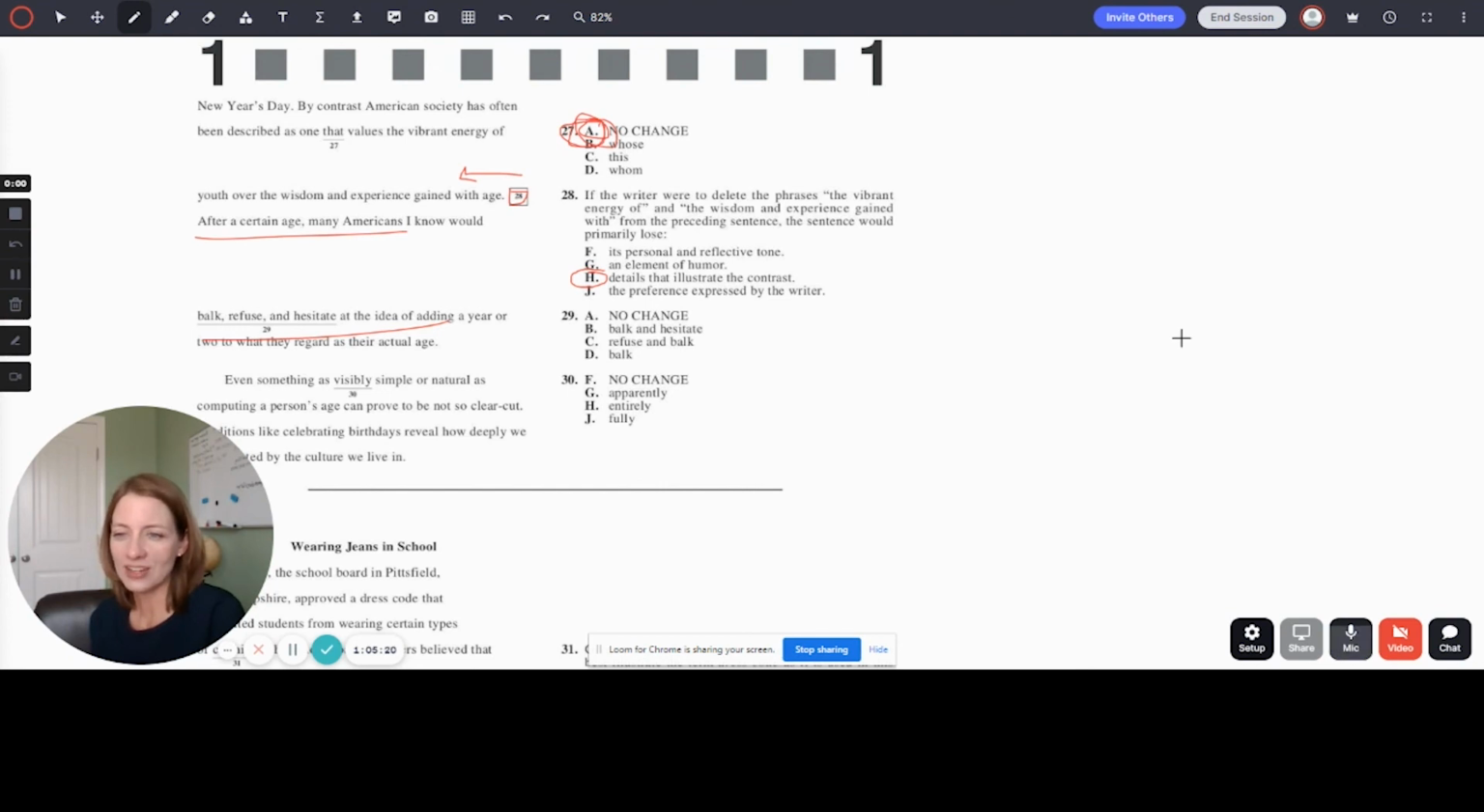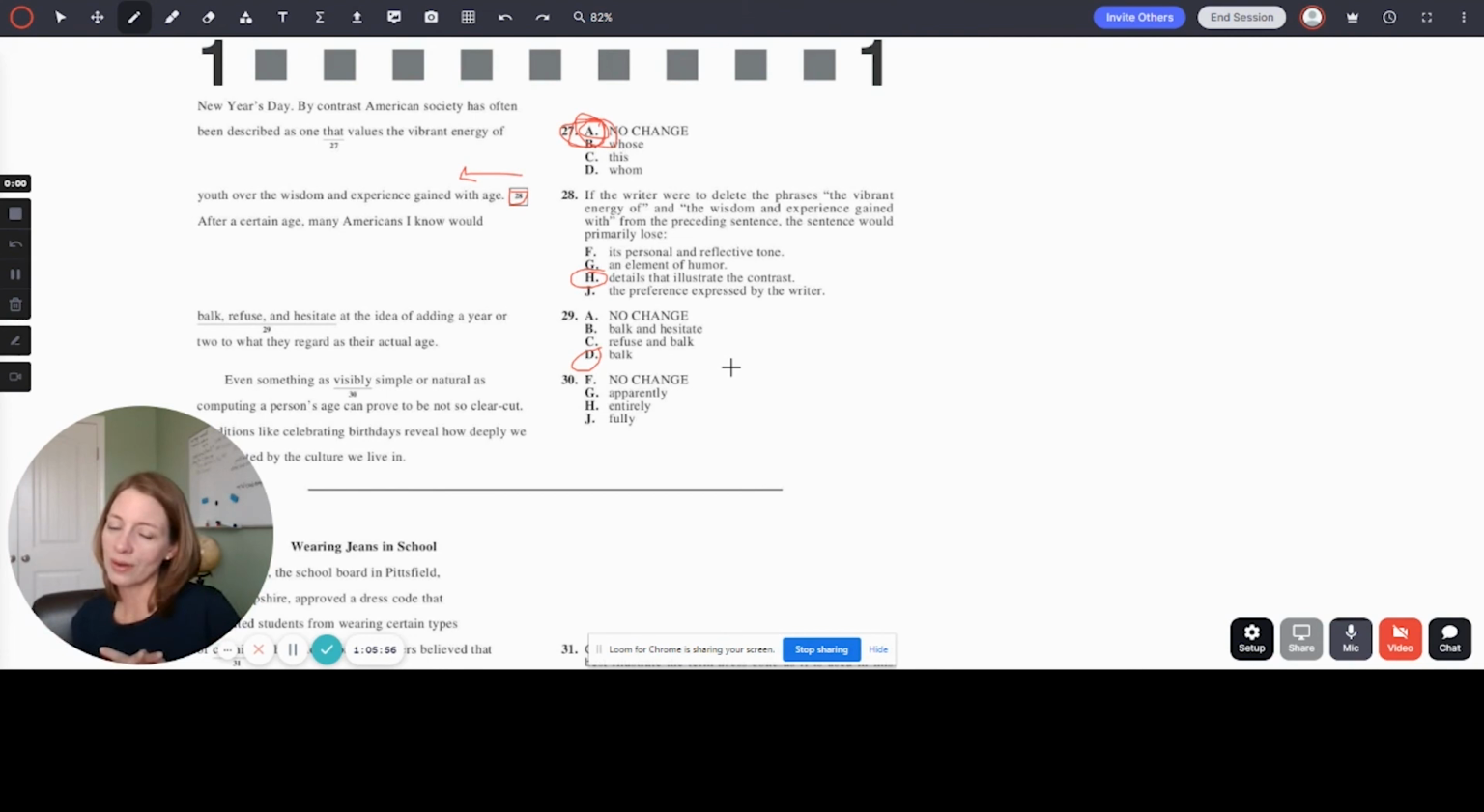Okay. After a certain age, many Americans I know would balk, refuse, and hesitate, so all of those, at adding a year or two to what they regard as their actual age. So this is word choice, and it's like, are we repeating ourselves here, saying the same thing over and over? So I would say D. Those are kind of synonyms of each other.